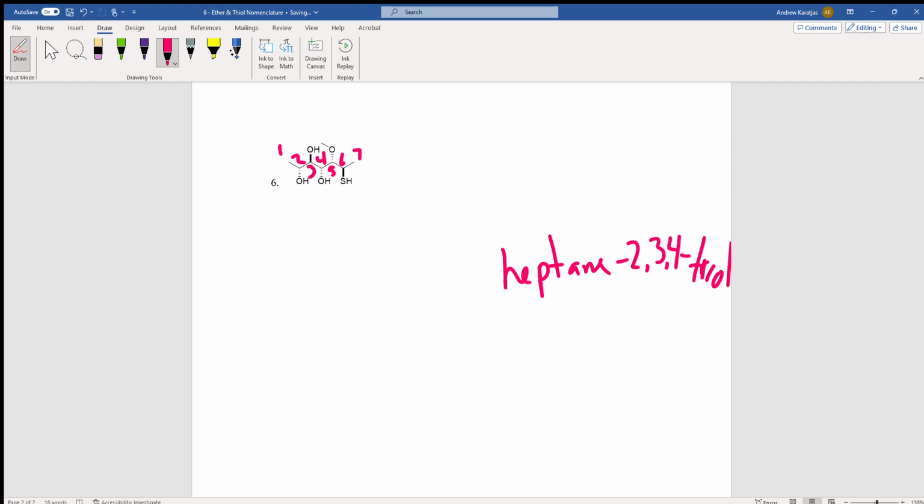We then have 2 substituents. We have the ether here at 5. So that's 5-methoxy because it's a single carbon. And we have the thiol as a substituent. That thiol, when we make it a substituent, doesn't go by the name thiol anymore. We use the term mercapto. So this is 6-mercapto, 5-methoxy.